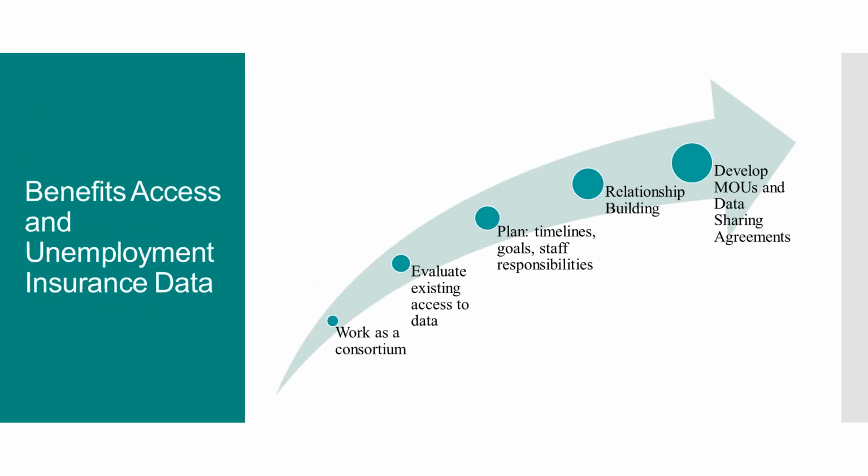So, benefits access and unemployment insurance data. I really encourage your consortium to work together collaboratively on this process, and this will be a great area where your state partner can really help you through thinking about how you'll access and utilize this data. So again, work as a consortium, evaluate what data access you have currently, develop a plan, so include timeline, goals, and clear staff responsibilities. You want to work on relationship building with the state entities that house this data.